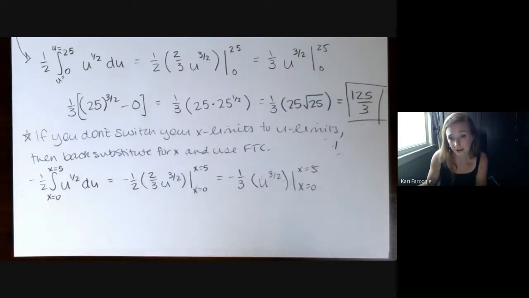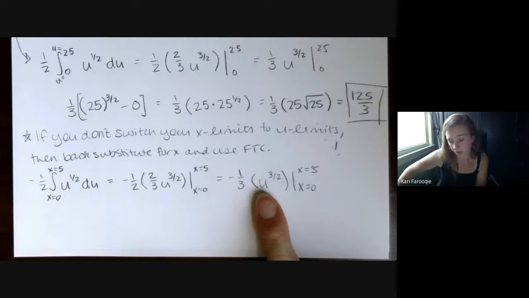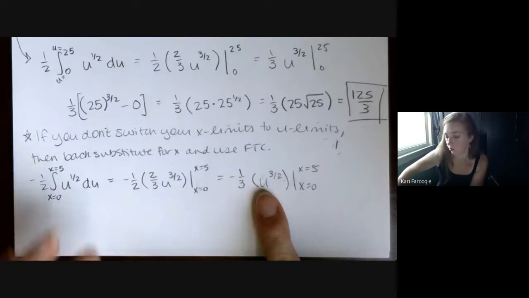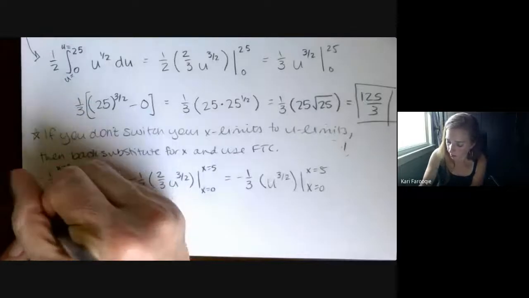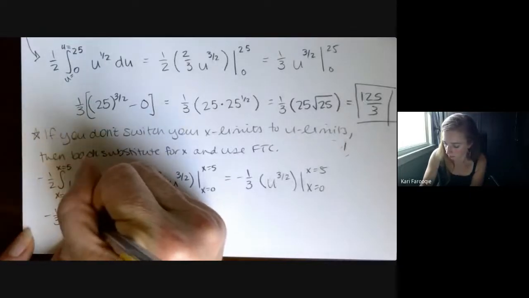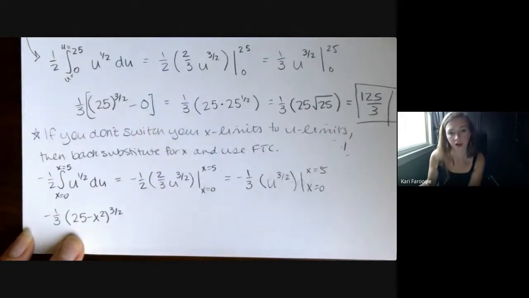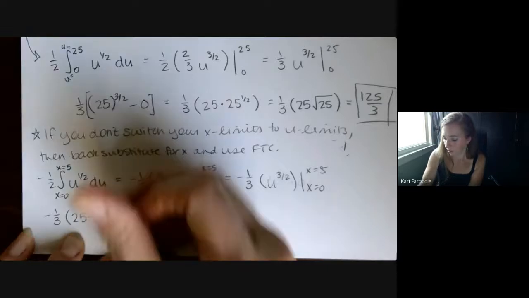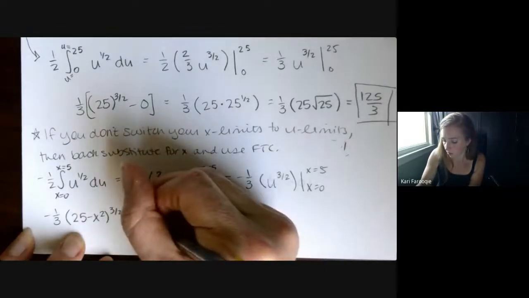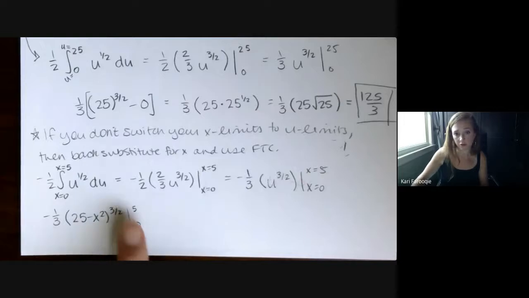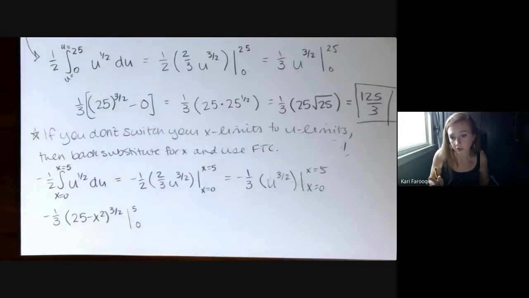And then you would replace u with the expression that it is equivalent to written in terms of x, which we said was 25 minus x squared. So pop that back in, to the 3/2. And that will go now from 0 to 5. Now, once you have these matching, if you want to drop the x equals, that's fine, because you know that the variables are matching. You don't need to worry about it in that case.